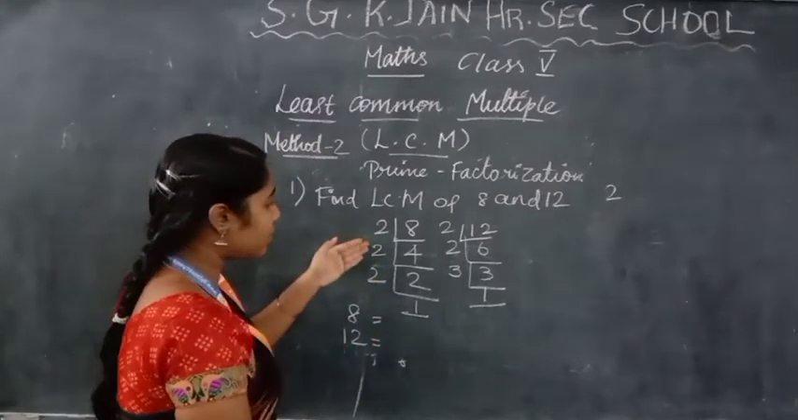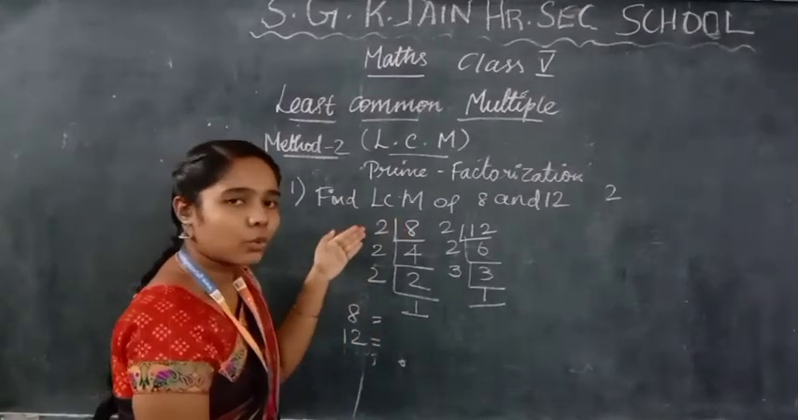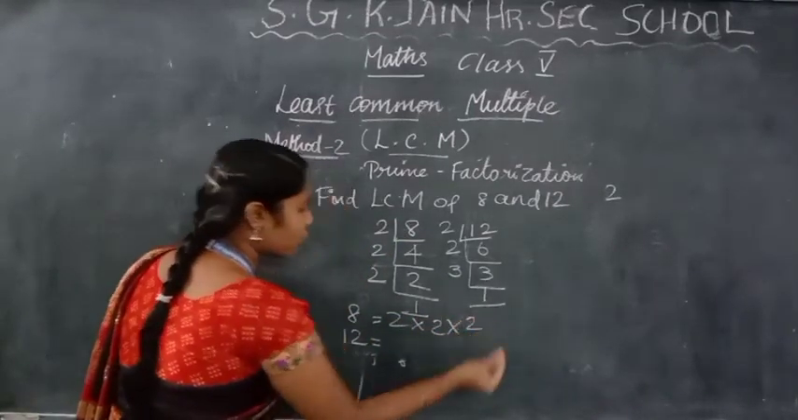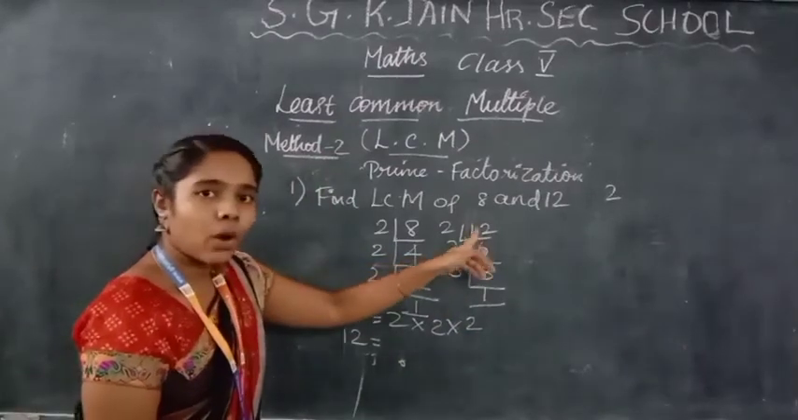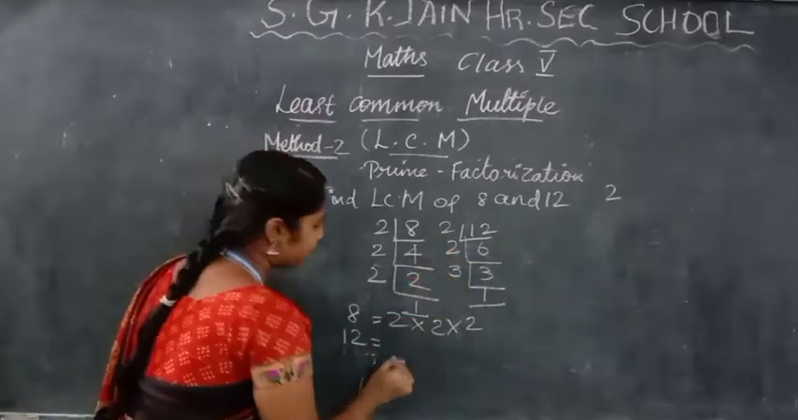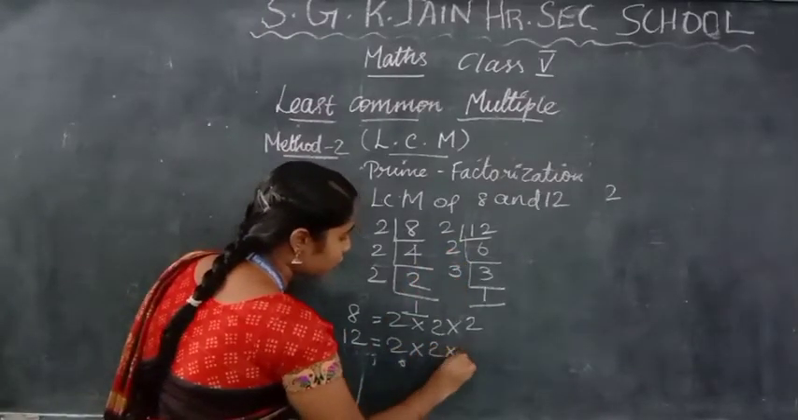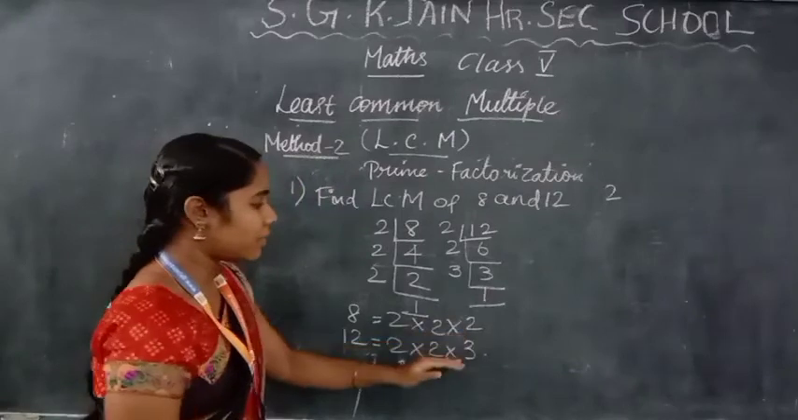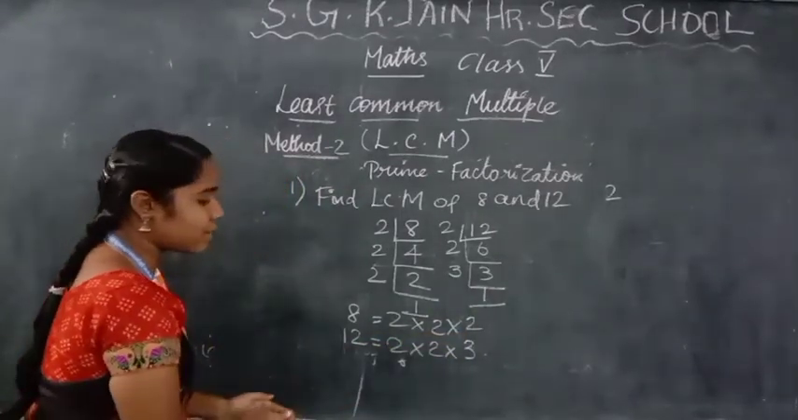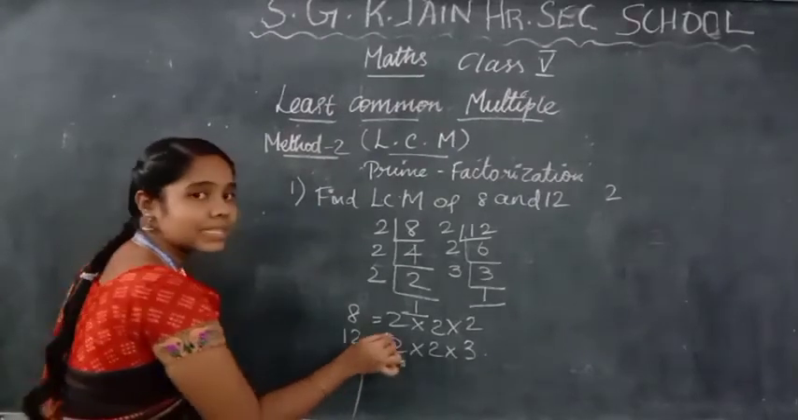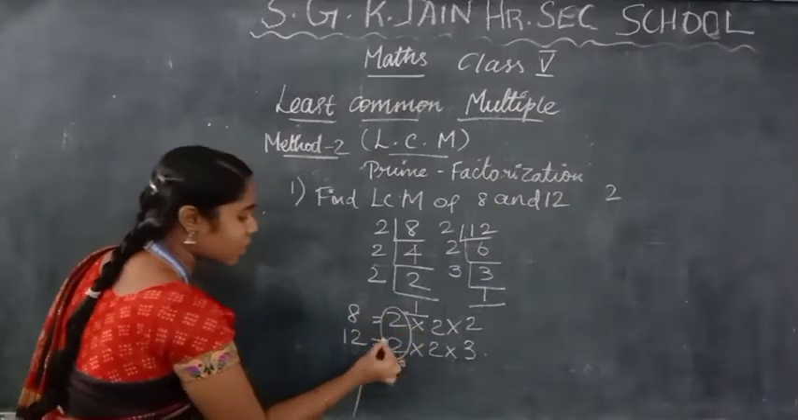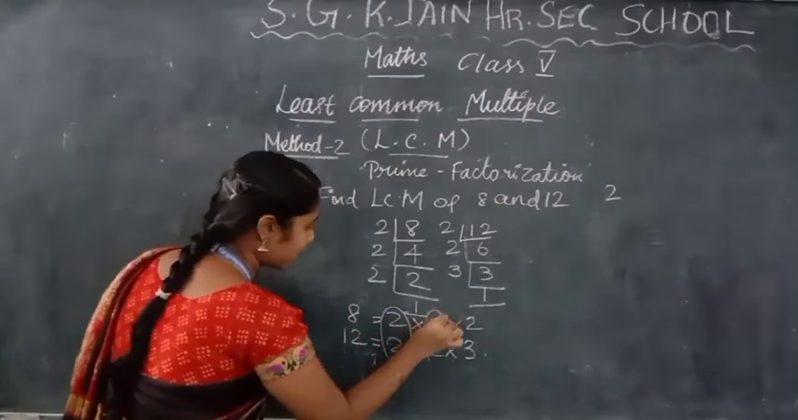We have found out the prime factors of 8 are 2, 2, 2. How to write it? 2 into 2 into 2. Okay. Then we are going to write the prime factors of 12. So how to write it? 2, 2, 3. So 2 into 2 into 3. Okay. This is what we have got, the prime factors of 8 and 12. So now the next step is we are going to see the common factors. Okay, which is common? 2 is common, and here 2 is common.